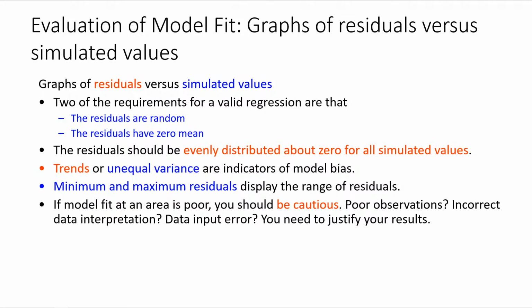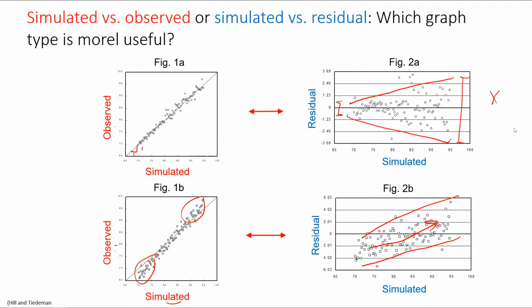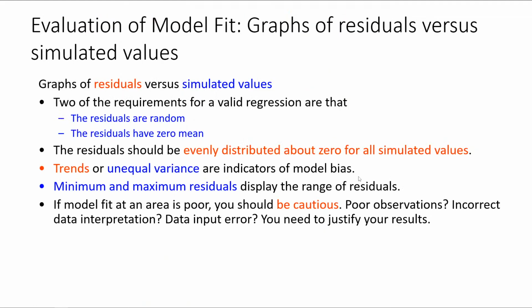Evaluation of the model fit: graph of residual versus simulated value. Two of the requirements for a valid regression are that the residuals are random, the residuals have zero mean, and the variance is constant. The residuals should be evenly distributed about zero for all simulated values. Trend or unequal variance are indicators of model bias. Minimum and maximum residual display the range of your residuals. So here that is the maximum and that would be the minimum.